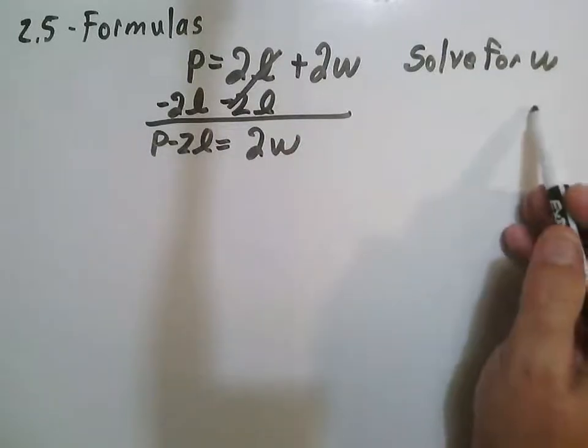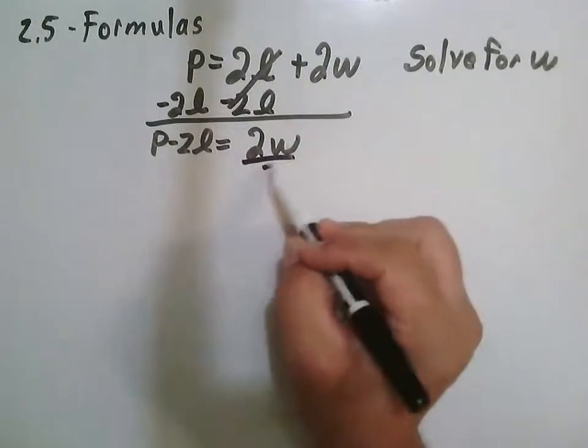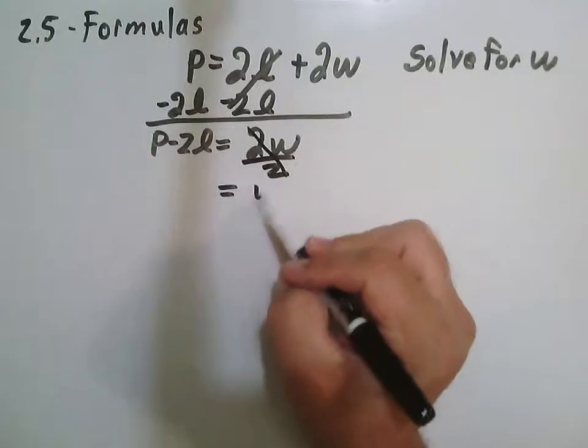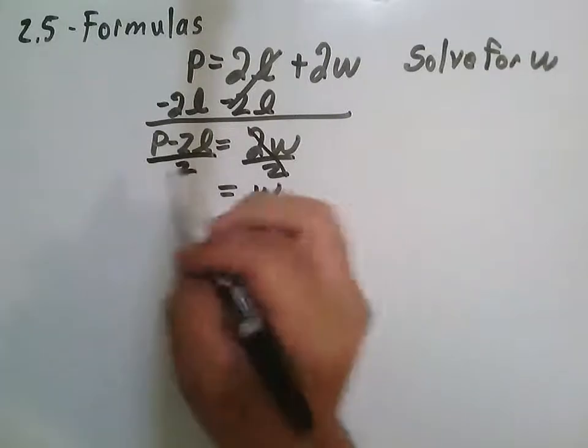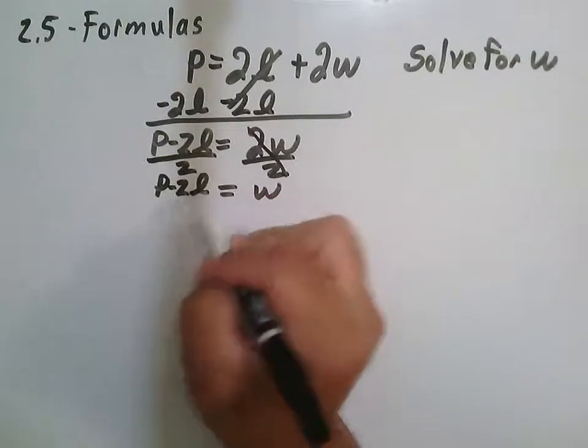Now remember, I want to solve for W, not 2W, so I still have to divide both of them by 2. Now that's going to allow this side to become down to a single W. Whatever I do on one side of the equation, do on the other side. So this is going to be your final answer.